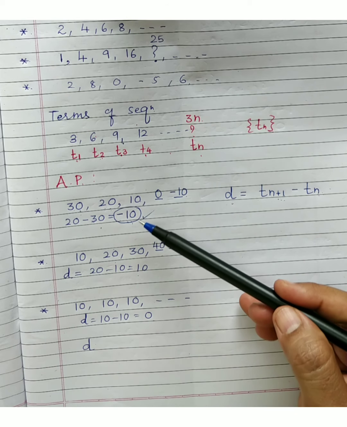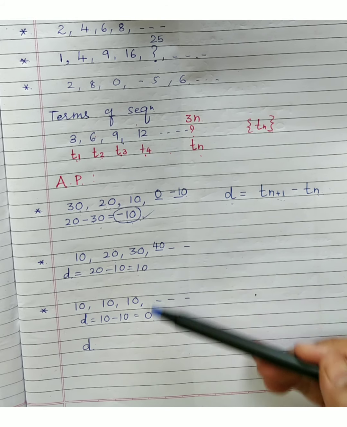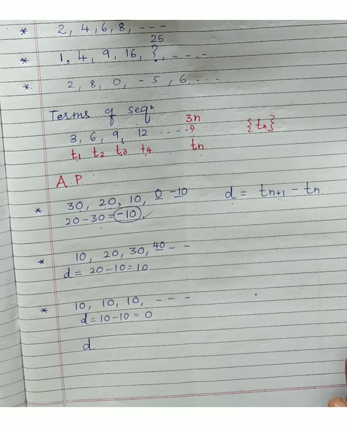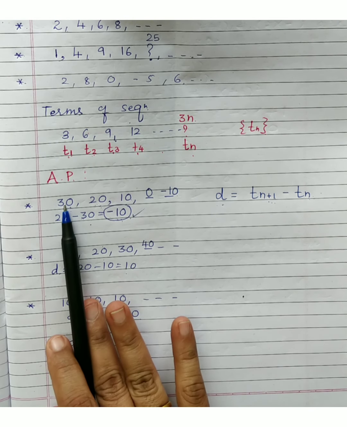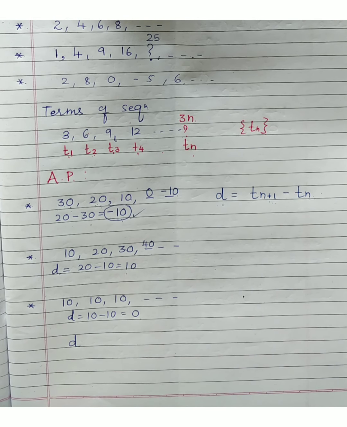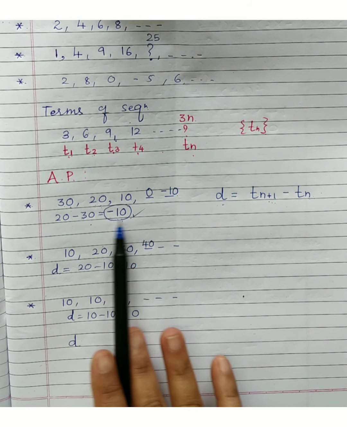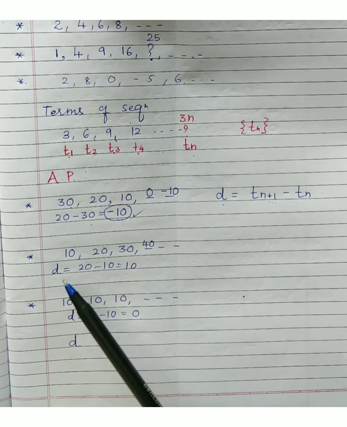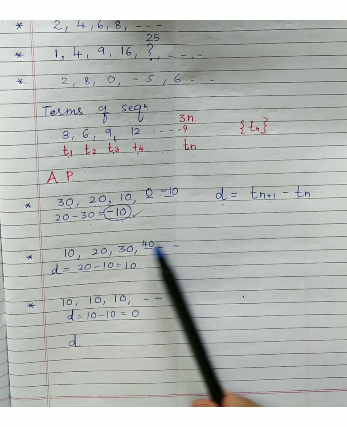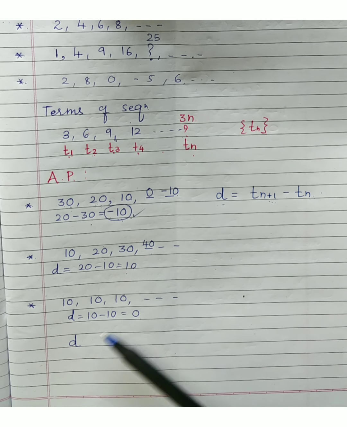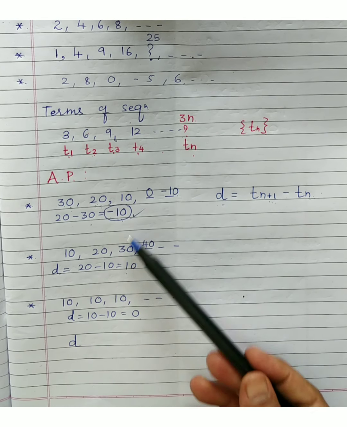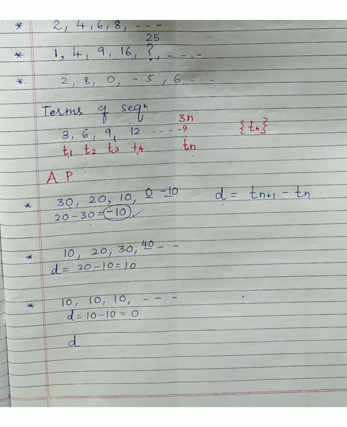The common difference can be negative, positive, or 0. If the common difference is negative, our arithmetic progression will be in descending order. It will be decreasing, right? Though you are adding, it will subtract. And if it is positive, the arithmetic progression will be in increasing order. And if it is 0, all terms in our arithmetic progression will remain constant. How it is denoted, that is clear.